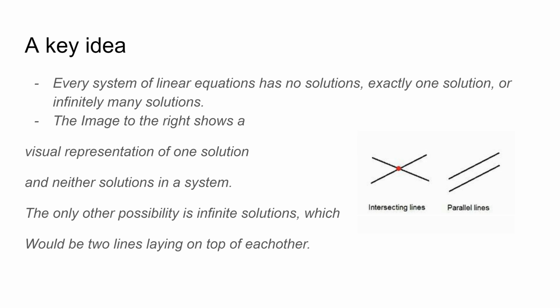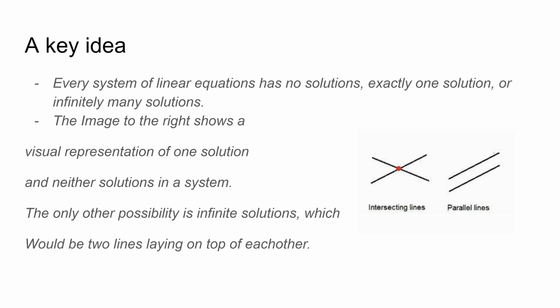Okay, so here's a key idea with this. Every system of linear equations has no solutions, exactly one solution, or infinitely many solutions. Basically it means a linear system is just a group of lines. Each equation represents a line. They can either cross, not cross, or be the exact same line, which leads to one, no, or infinitely many solutions. So this picture over here shows the intersecting lines and the parallel lines, one solution and no solutions.